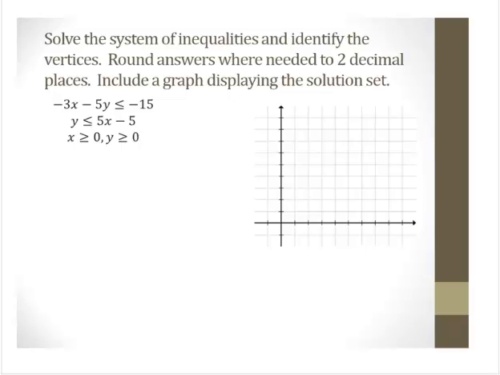All right, so let's see. Negative 3x minus 5y is less than or equal to negative 15. I'll work that one in blue. I'm going to draw a solid line. Let's see, my x-intercept would be 5, 0. My y-intercept would be 0, 3.